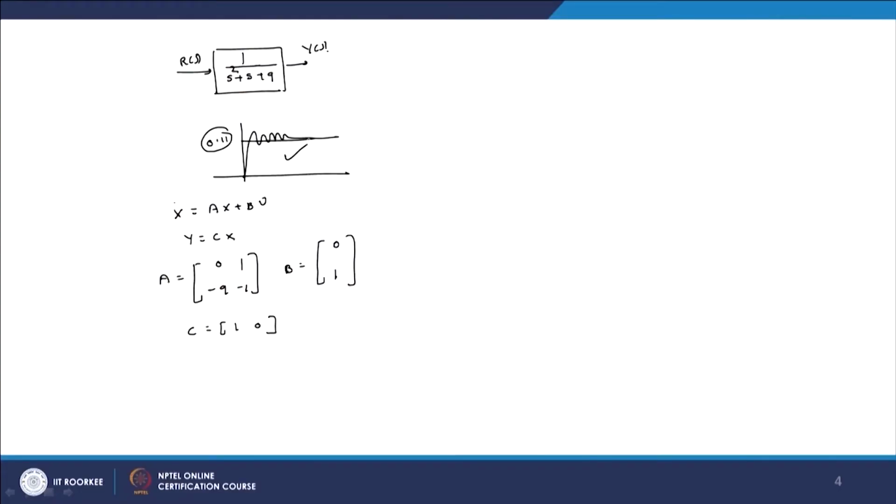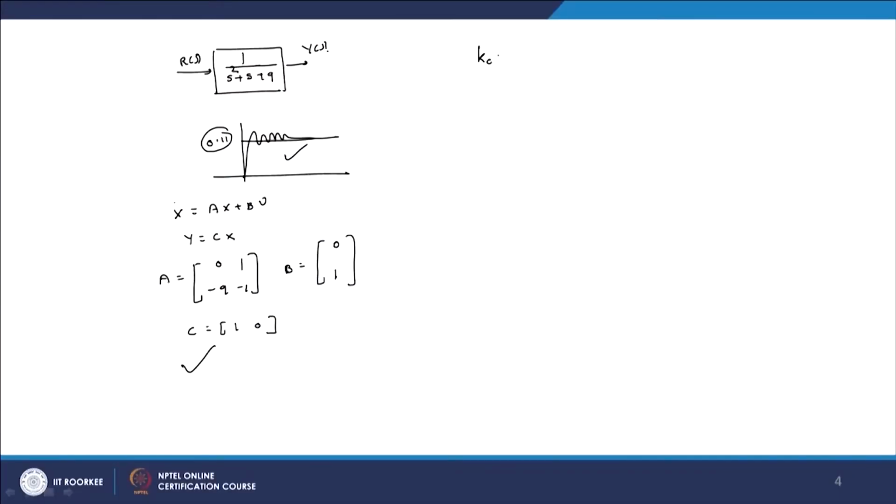Now for this system 1 upon s square plus s plus 9, we have determined its response. See here, this is the response, and then we have also developed the state space model of this plant. Now here we will find that there is an oscillatory behavior. Now our purpose is to design the controller for this system. So controller means we have to design the Kc. So here the controller Kc is given as 0 1, then controllability matrix inverse into phi of A.